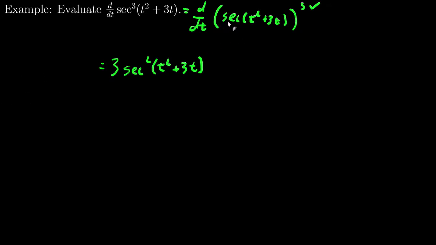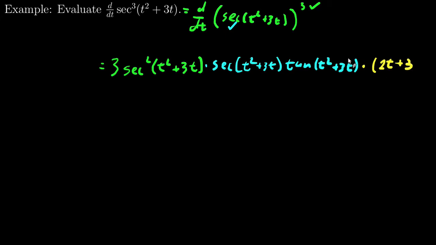Now I need to deal with the secant. The derivative of secant is secant tangent. So secant of the same input, t squared plus 3t, times the tangent of the same input, t squared plus 3t. And that's the secant taken care of. And then I need to take the derivative of the innermost function, which is t squared plus 3t. And so the derivative of that is 2t plus 3. I don't think I said 3t. T squared plus 3t.